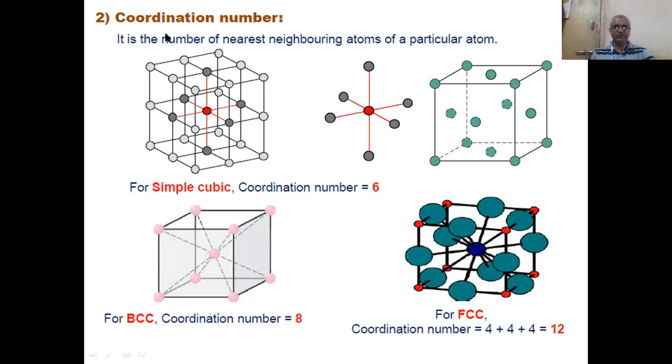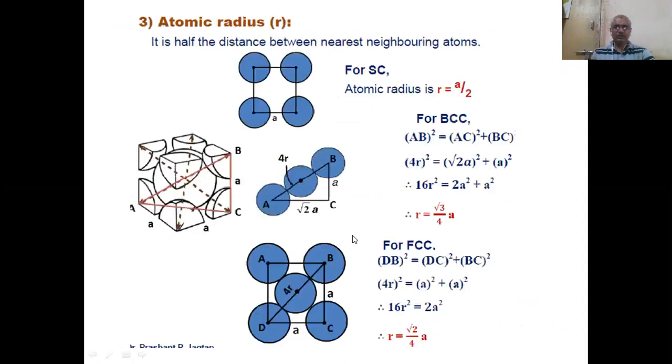Now, we have also seen the coordination numbers. The coordination number for simple cubic is 6, for body centered cubic is 8, and for face centered cubic is 12. We have seen all these things in the last lecture. We have also calculated the relation between atomic radius and lattice constant a for these three structures: simple cubic, body centered cubic, and face centered cubic.